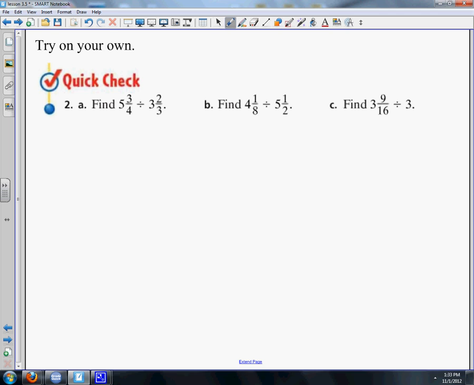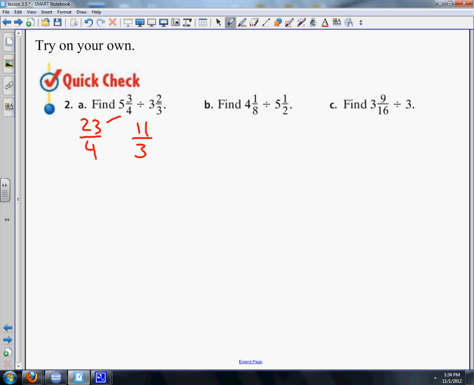All right, let's do this. So first we have to change our mixed numbers to improper fractions. So that's going to be 23 over 4, and 2 2/3 is going to be 11 thirds.